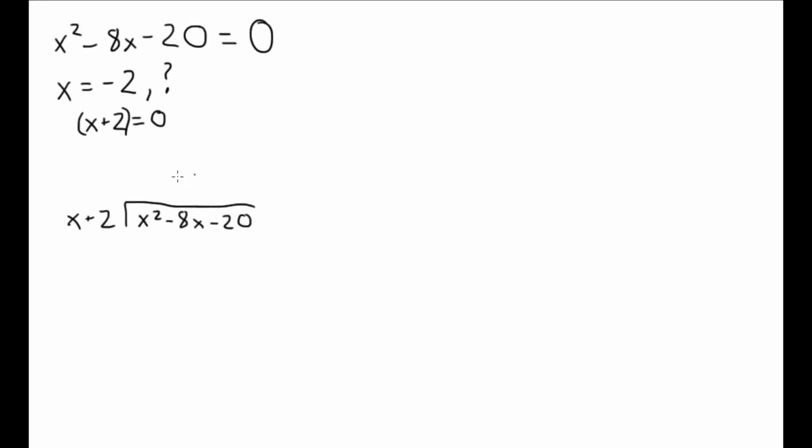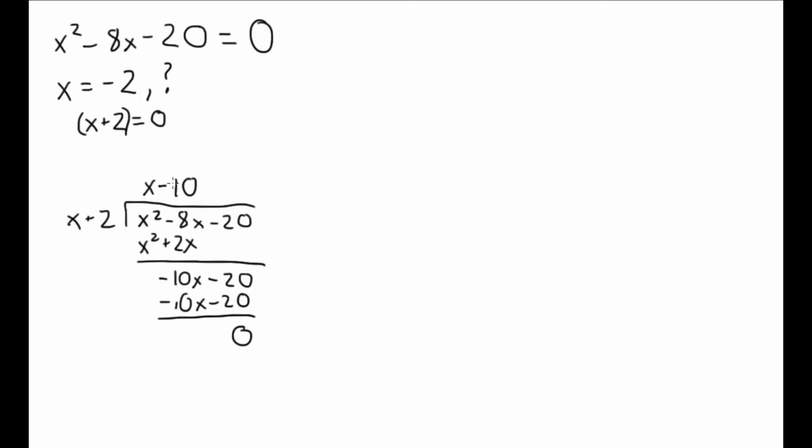So we're finding what term times x plus 2 will get us back to the original equation. So let's perform the polynomial long division. X goes into x squared x times. x times x plus 2 is x squared plus 2x. We subtract, the x squareds disappear, -8x minus 2x is -10x. Bring down the -20, x goes into -10x, -10 times. We multiply -10 times x plus 2, and we're going to get -10x minus 20.